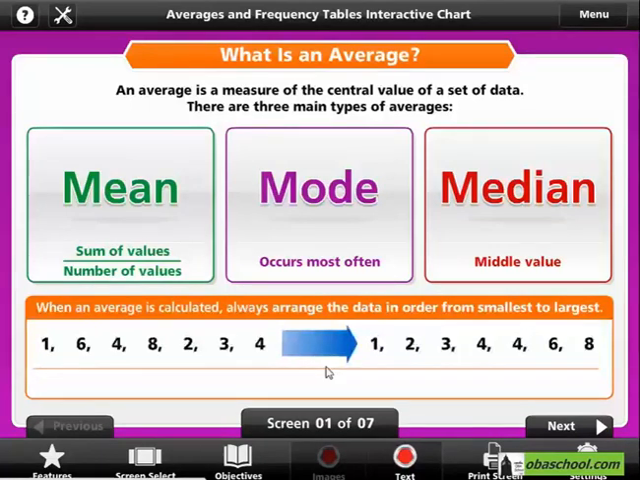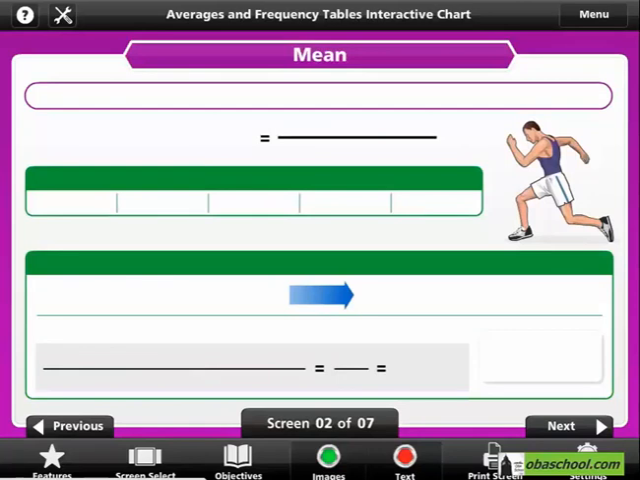When an average is calculated, always arrange the data in order from smallest to largest. So we have these scattered random numbers 1, 6, 4, 8, 2, 3, and 4. What we're going to have to do is arrange them: 1, 2, 3, 4, 4, 6, and 8. We have arranged them in increasing order.